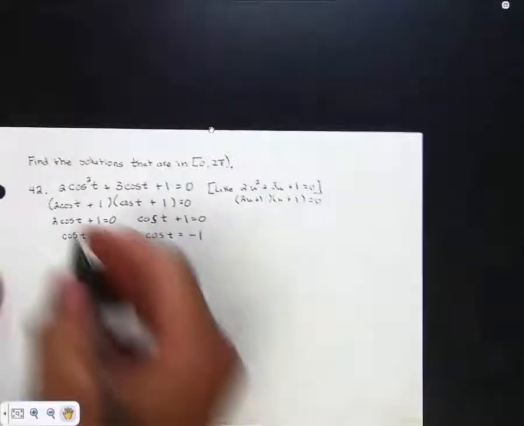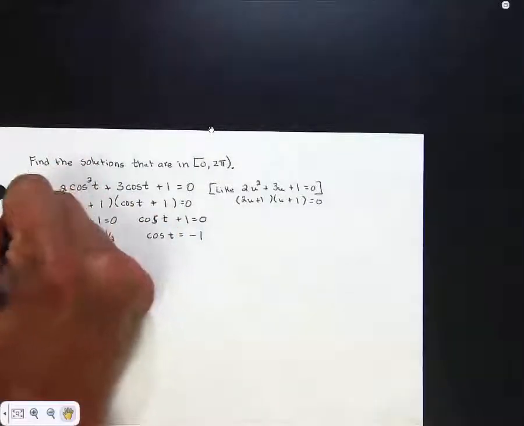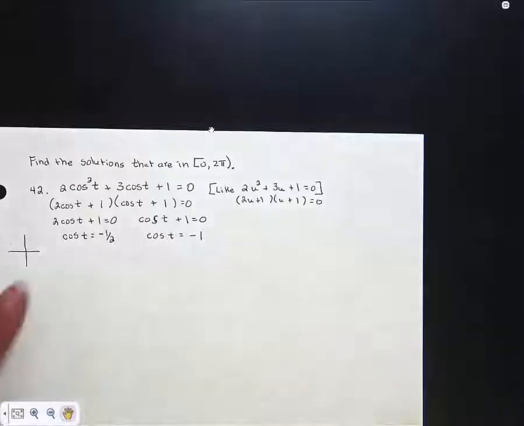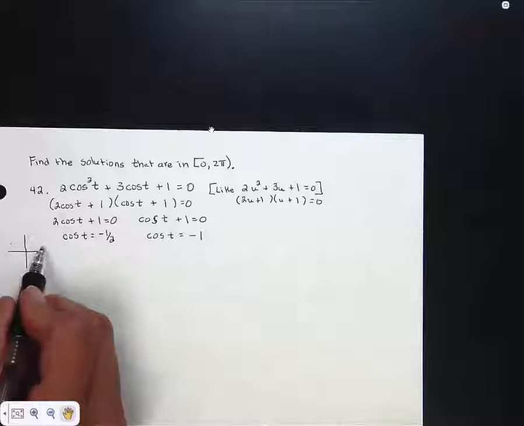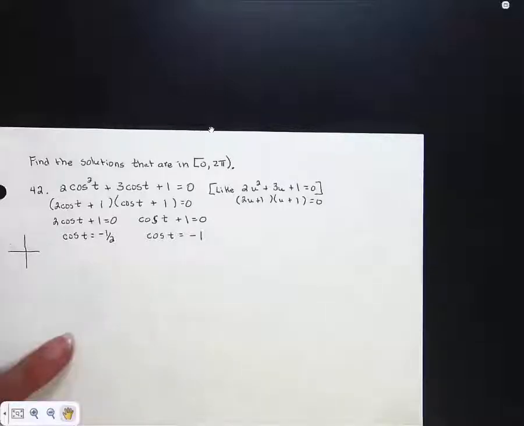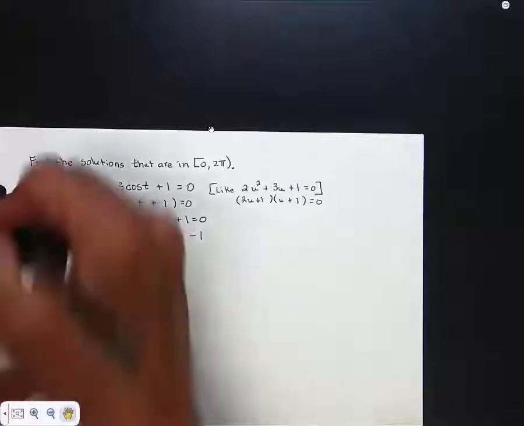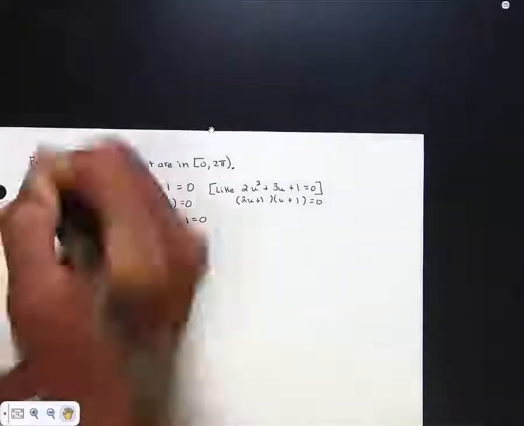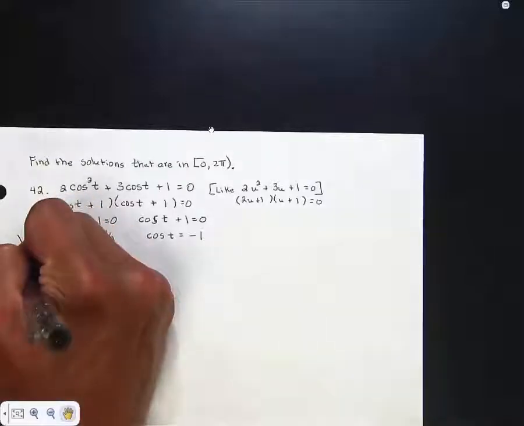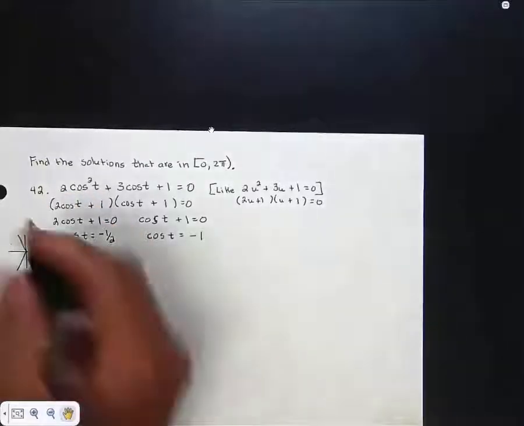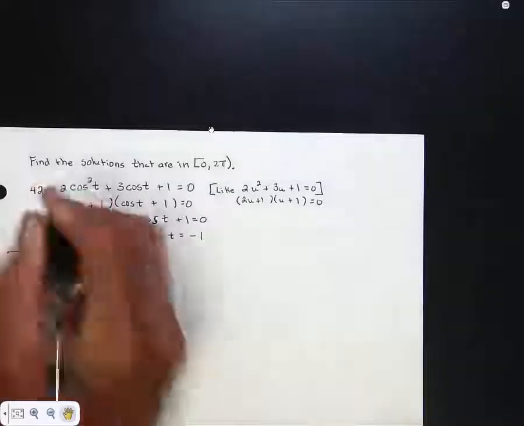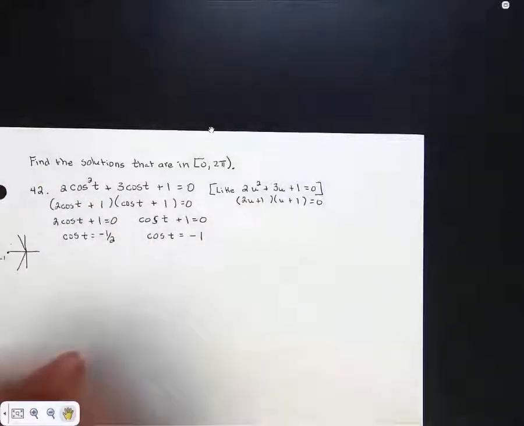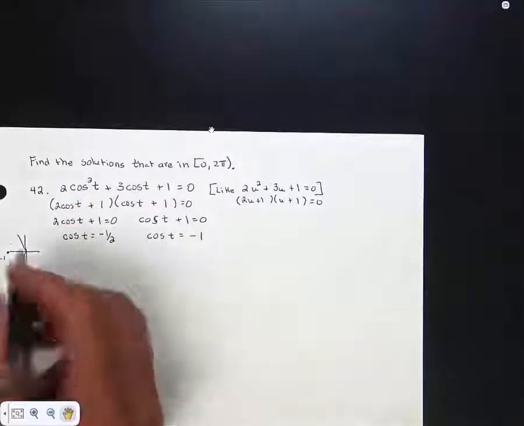Well, I know cosine is -1/2 when I'm close to the y-axis. If I'm close to the x-axis, cosine is going to be square root of 3/2. But close to the y-axis, in the second and in the third quadrant, that's where, if this is where x is -1, then these are where x is -1/2.